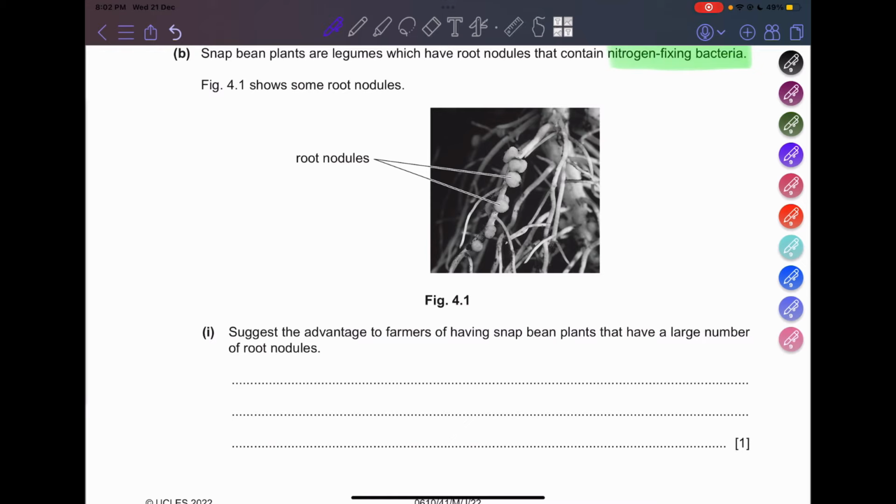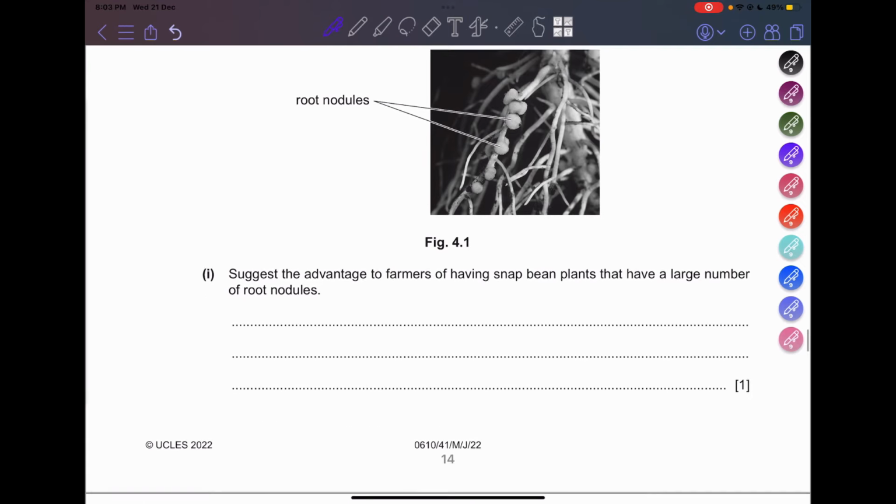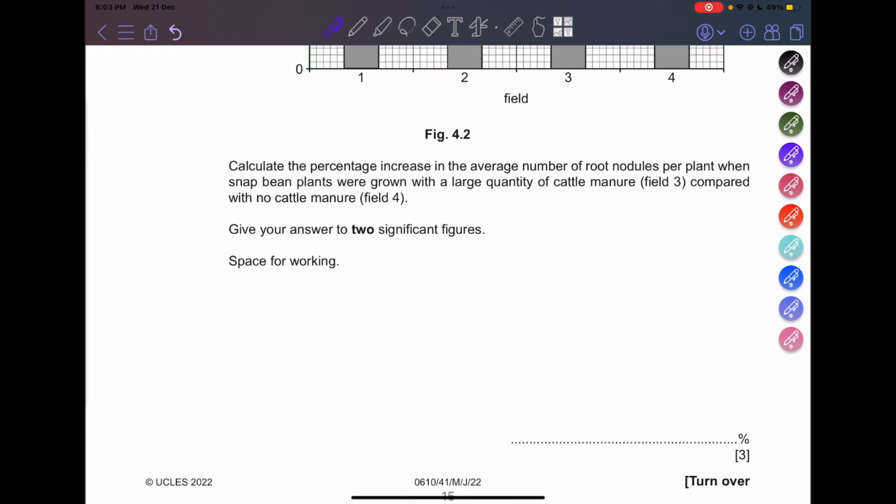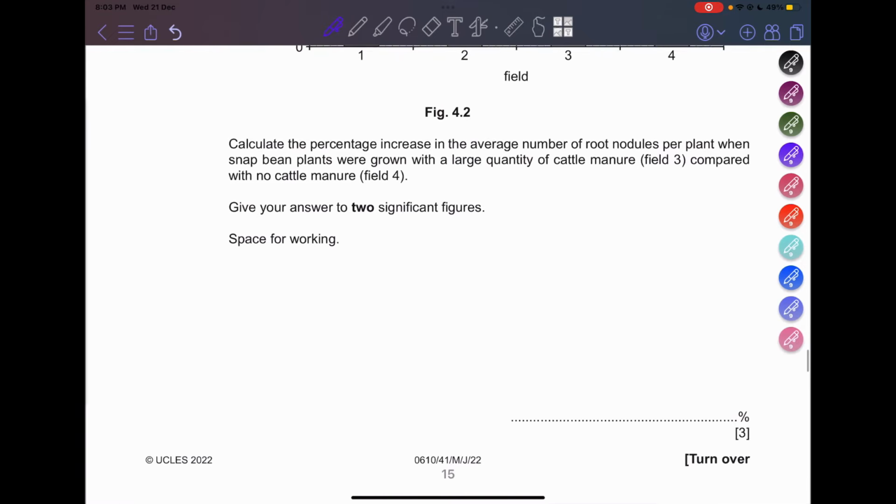It will produce more profit for the farmers, and also this will make the plant, of course, grow more efficiently and faster and better. Calculate the percentage increase in the average number of root nodules per plant when snap bean plants were grown with a large quantity of cattle manure, field 3, compared with no cattle manure, field 4. Give your answer to two significant figures. This is very important because they will actually deduct marks from you if you don't write it in the two significant figures as they requested.